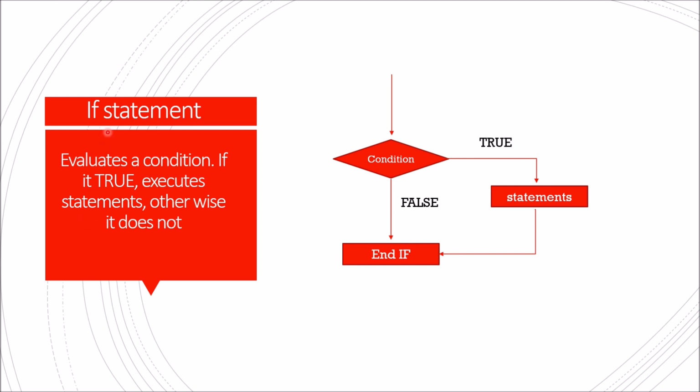Let's start with the most simple, the if statement. It will evaluate a condition, and if it's true, it will execute the statement. However, if it is false, it will end the execution and will go to the next lines of code. So let's see an example.